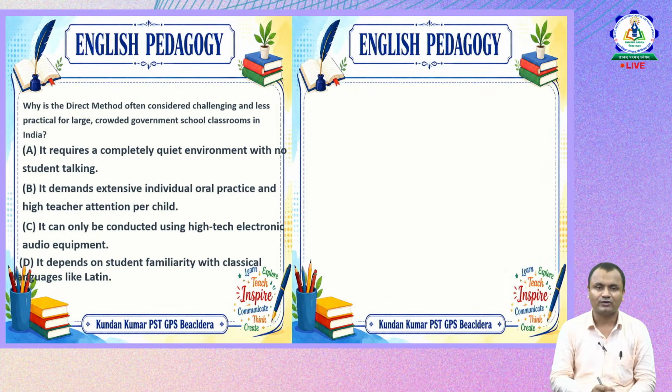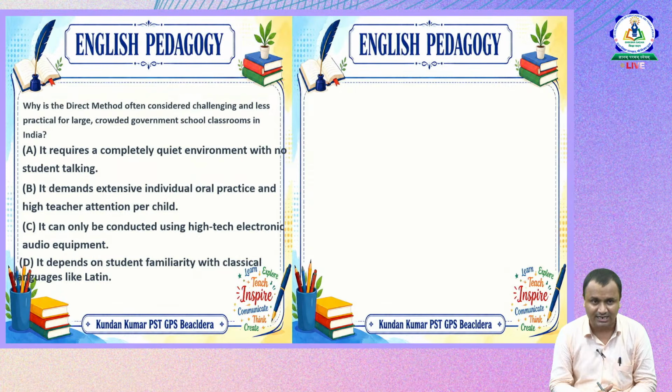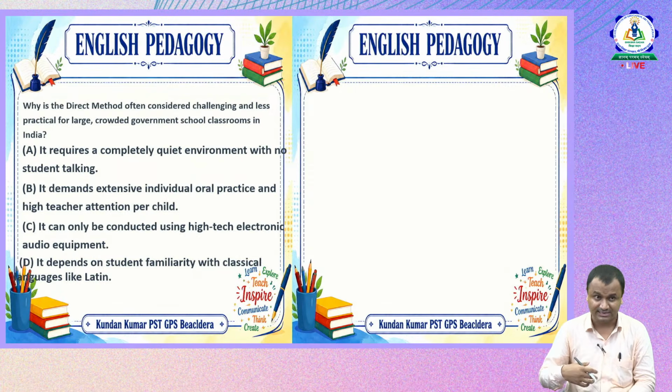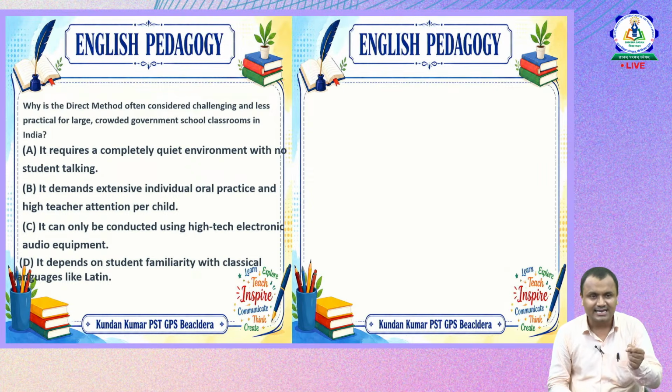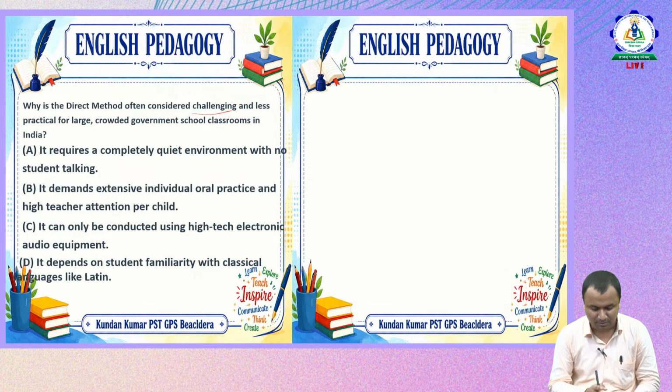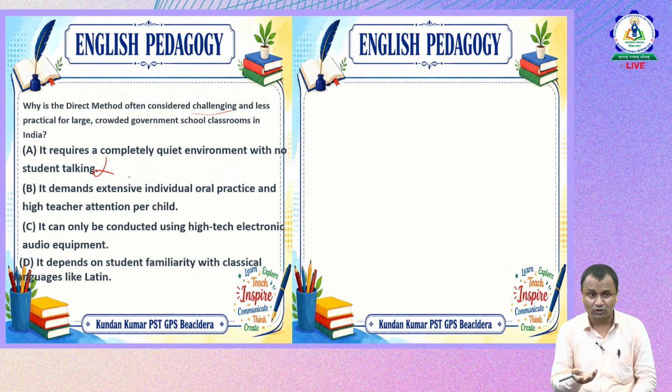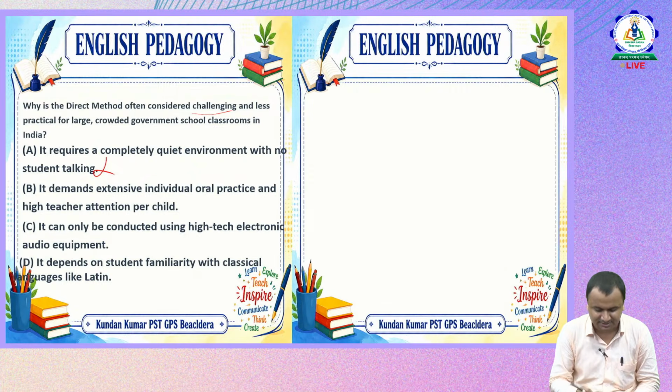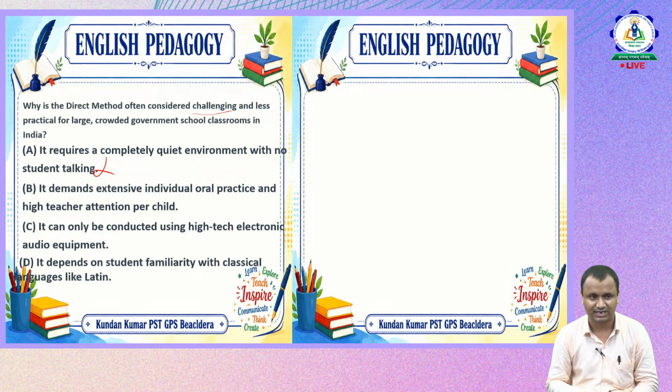Why is the direct method often considered challenging and less practical for large crowded government school classrooms in India? I am not asking this; this was asked in a CTET previous year question. Because it requires a completely quiet environment with no student talking. If no student is talking, how can you say that that's the direct method? It demands extensive individual oral practice and high teacher attention per child, maybe.